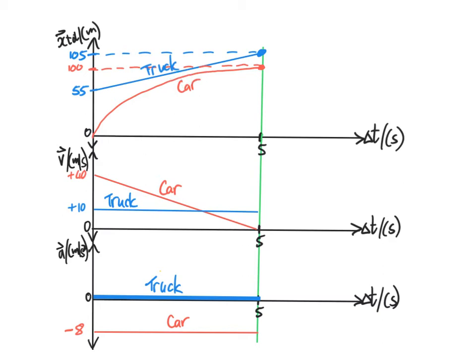Now, I'll give you a hint. What you need to do is take the equation of motion, delta x equals v initial delta t plus a half a delta t squared, and set up an equation of x versus t for the truck, an equation of x versus t for the car, and then let the x's equal each other, and you're going to get a quadratic equation for the time.